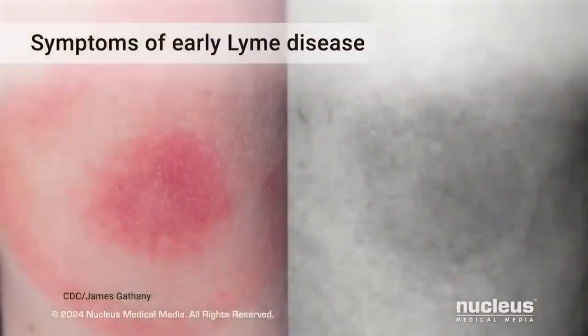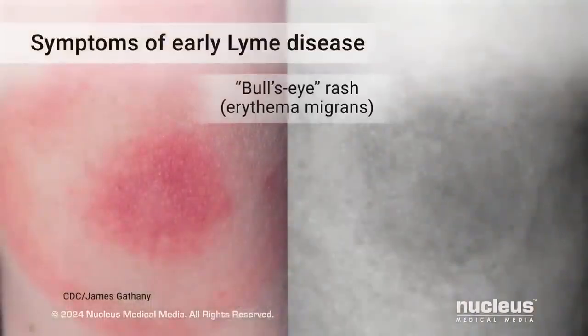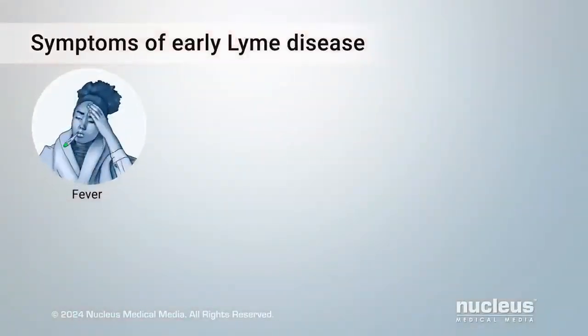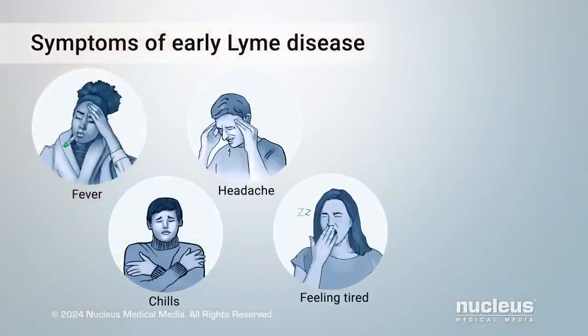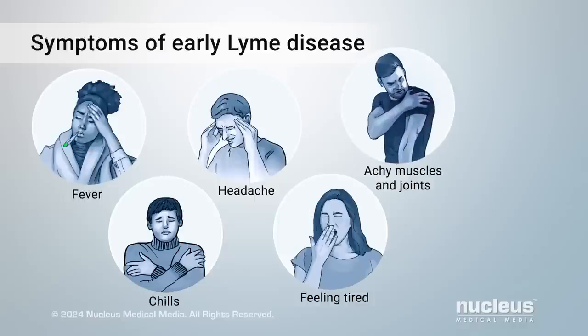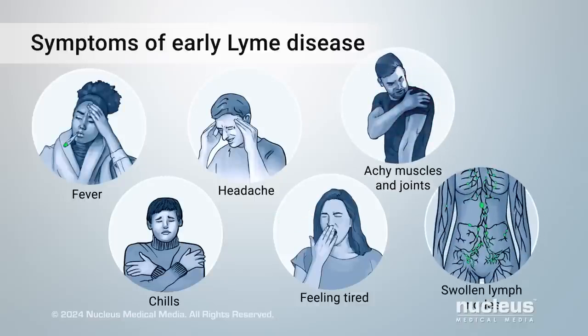A common symptom of early Lyme disease is the erythema migrans rash. While it may have a bullseye shape, it often doesn't. Other symptoms may include fever, chills, headache, feeling tired, achy muscles and joints, and swollen lymph nodes.